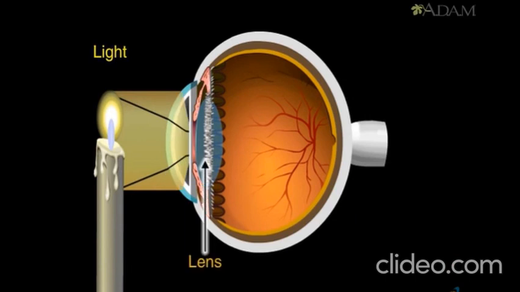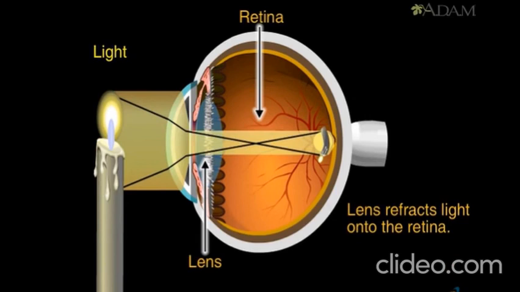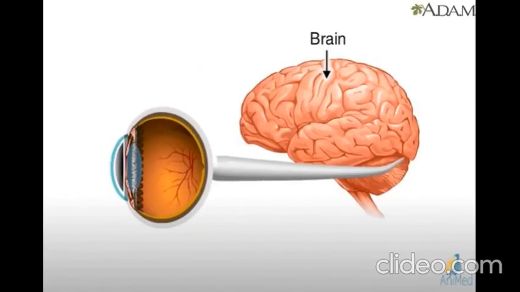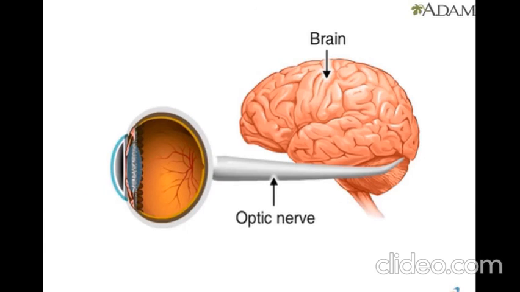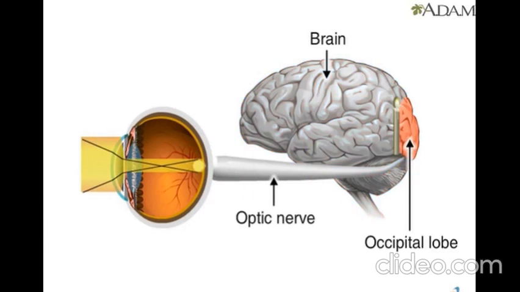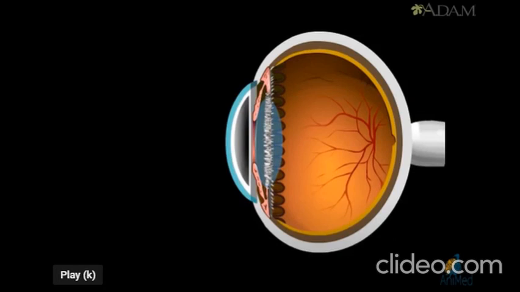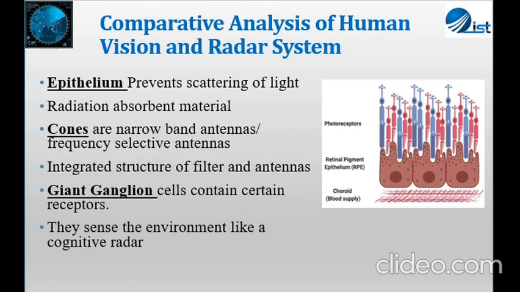During the comparative analysis of the human vision system and the radar system, we came to some similar principles between both systems. Number one is the epithelium layer in the eye, which prevents the scattering of light by absorbing the extra light rays. Similarly, in the radar system, radiation absorbent material is used to absorb the extra rays. Second is the unique principle of the cones, which gives an idea of an integrated filter and antenna, in which it acts simultaneously as a filter and an antenna too.